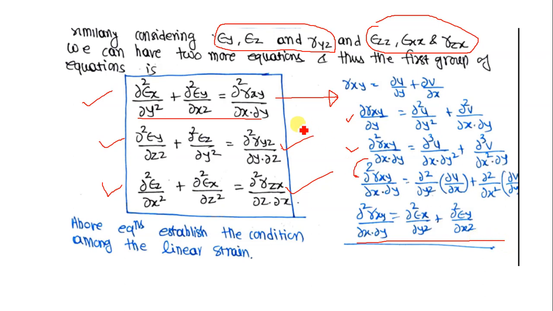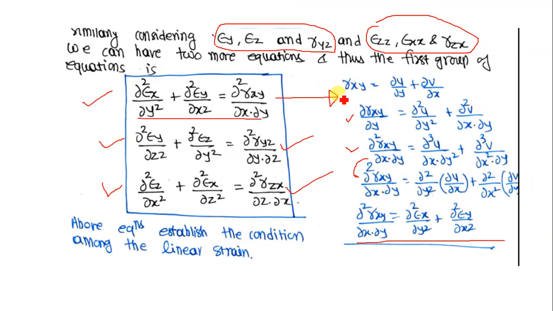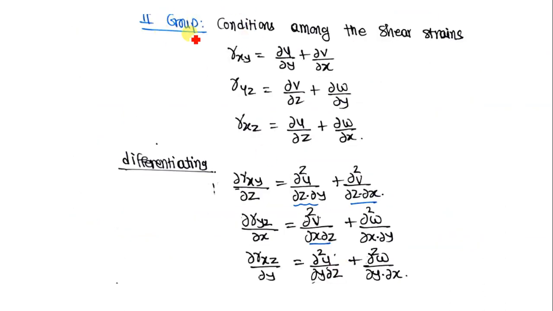For the second equation, you can consider gamma yz and differentiate it with respect to y, then with respect to z, and you will have the second equation. Similarly the third equation can be derived. So any one method you can use. Either you take differentiation like this and add these two equations, or simply you differentiate this equation twice with respect to x and with respect to y, and you will have the same result. So these are the three more equations which we have derived.